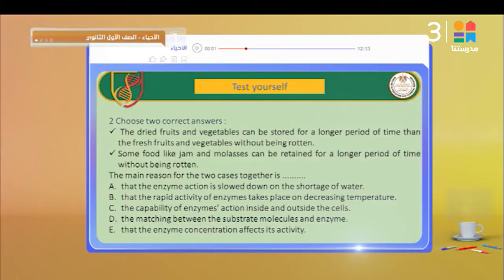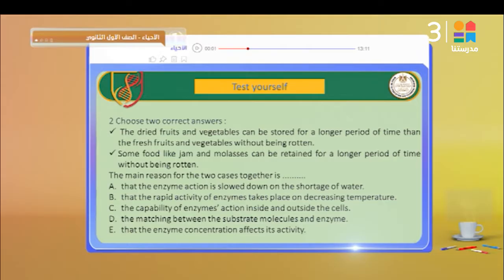So it preserves the dried fruit in the shape of dried في شكل جاف عشان يعمل protections. That's right. Okay. Some food like jam and molasses, جام للمربى والمولاسس اللي هو العسل الاسود, can be kept for a longer period of time without being rotten. يعني هو بيقول لك هنا في comparison ان احنا بنجيب الدرايد فروت وبنحفظها بتقعد فتره طويله جدا. Not for life actually, but it's a longer time.